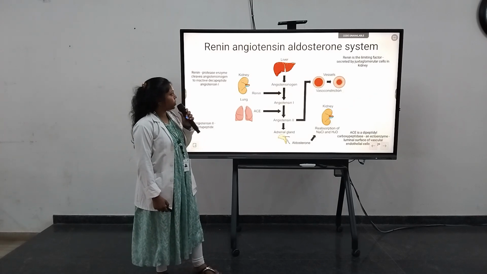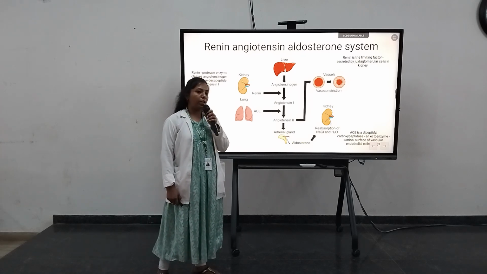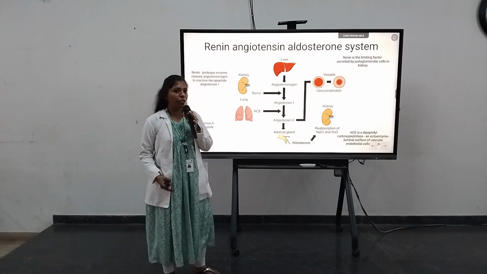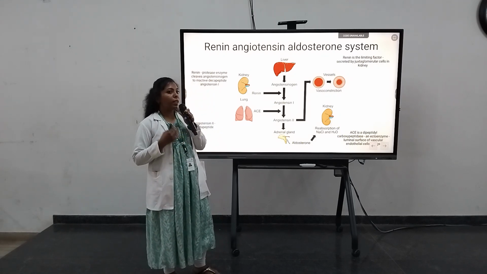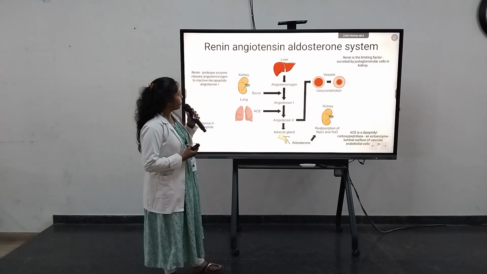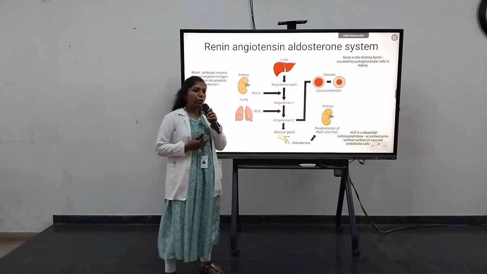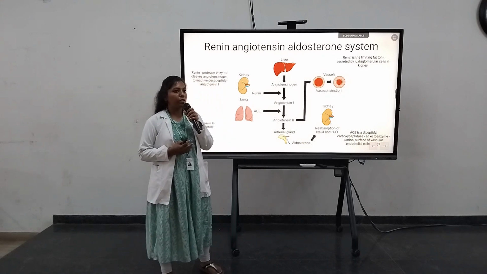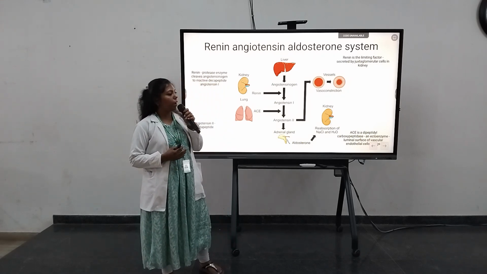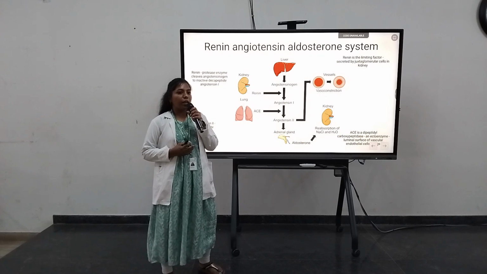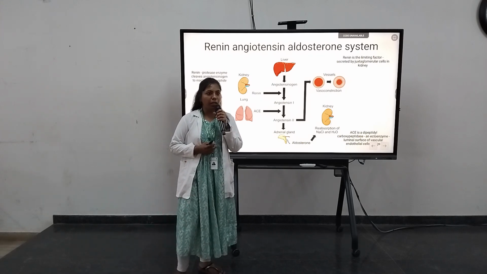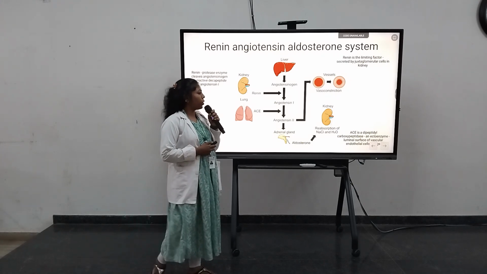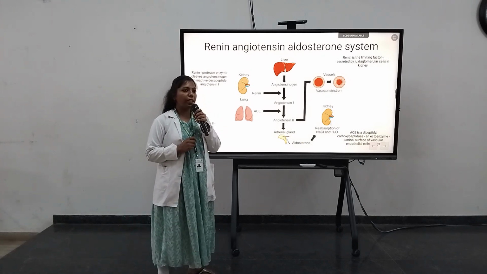To introduce the renin, angiotensin, aldosterone system, I think this has already been taught to you in physiology, so we'll just recap it so that you can understand the drugs in a better way. The system involves renin, angiotensinogen, angiotensin 1, angiotensin 2, and aldosterone. Angiotensinogen is released from the liver, and it is acted upon by renin, which is released by the kidneys.